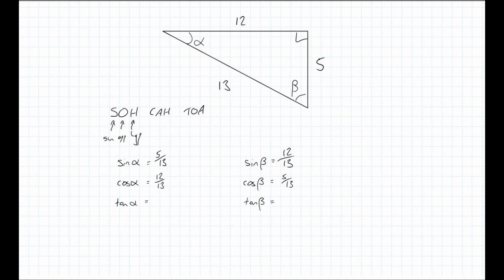If I want to do the tan of alpha, it's opposite over adjacent, because tan is TOA, opposite and adjacent. So it's going to be 5 over 12, and tan of beta is going to be 12 over 5, again because you're looking from the opposite side of the triangle.